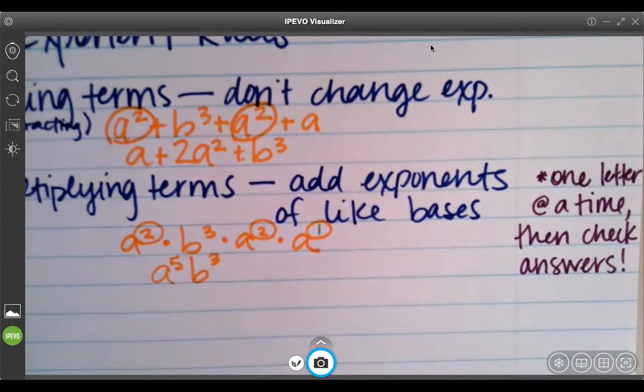Also, you could do the same thing with negative exponents. So let me do another example.